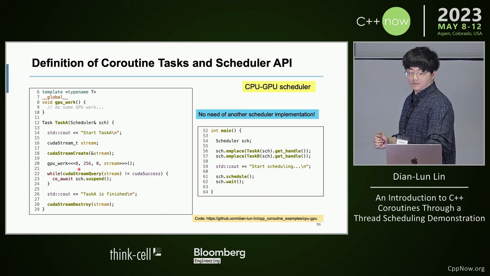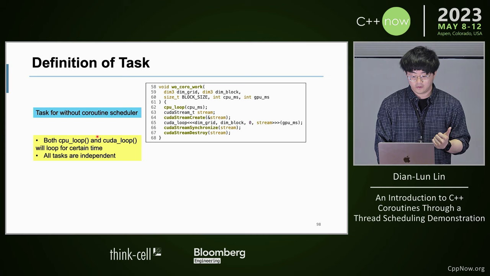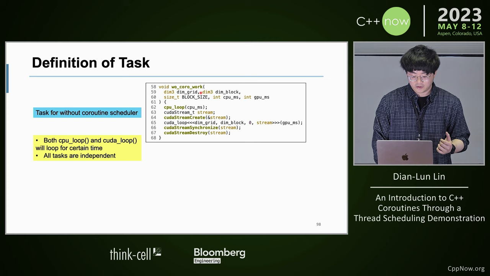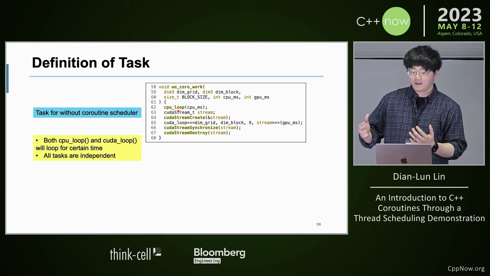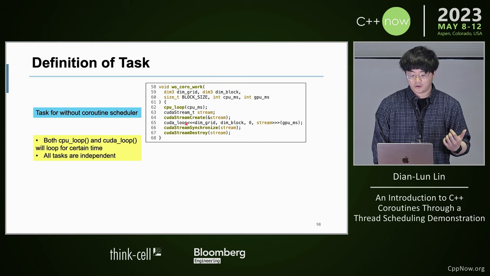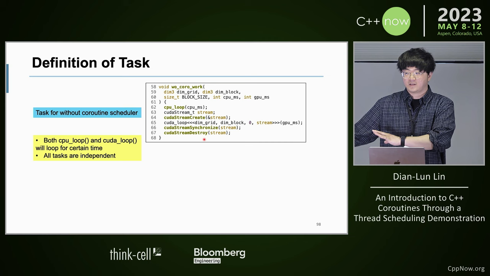Next, evaluate the scheduler on the CPU GPU benchmark. The code shown at the top of the slide is a task without the coroutine scheduler. Inside this task, I call a CPU loop. This CPU loop simulates something that takes a while in a real situation. Here the argument takes CPU milliseconds for simplicity. After the CPU loop, I create a stream, execute a CUDA loop, and then synchronize the stream and destroy the stream. This is the test without the coroutine scheduler. And I will submit hundreds of these tests and measure the performance. All the tests are independent.